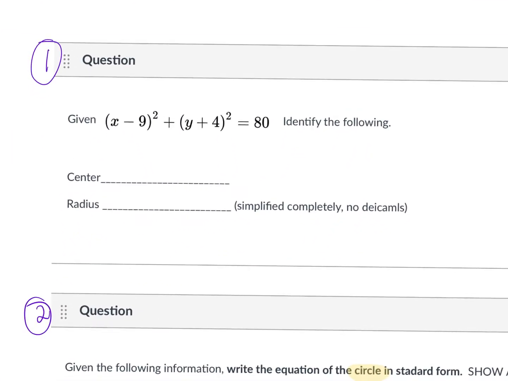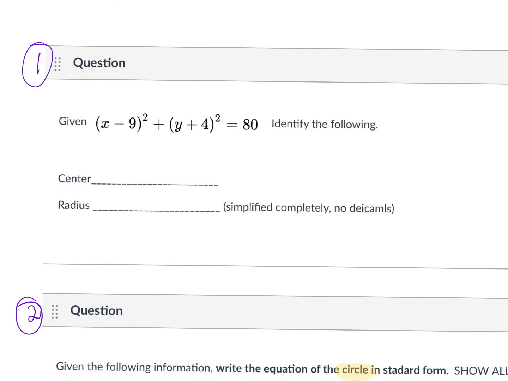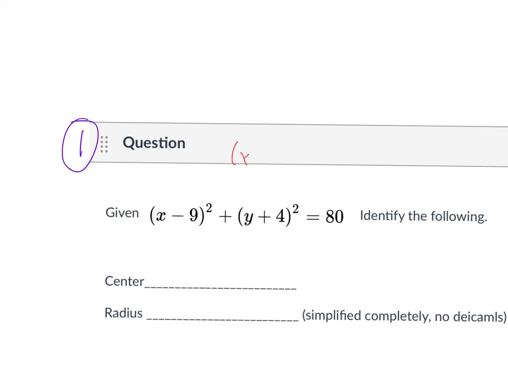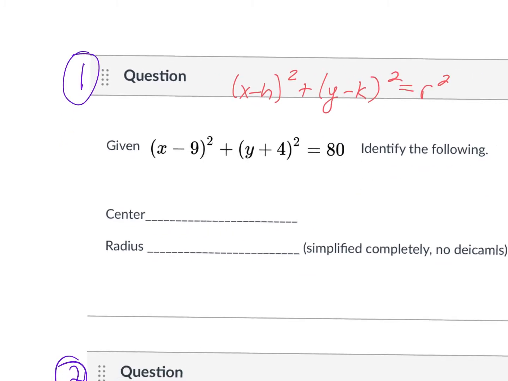But in this basic question for number 1, remember our equation of a circle. If you don't remember what it is, you should have it right above you so you can see, but it's x minus h quantity squared plus y minus k quantity squared equals radius squared. So just by looking at this equation that is in standard form already, what is the center of this circle? Positive 9 and negative 4. Very good. This is my h, this is my k.